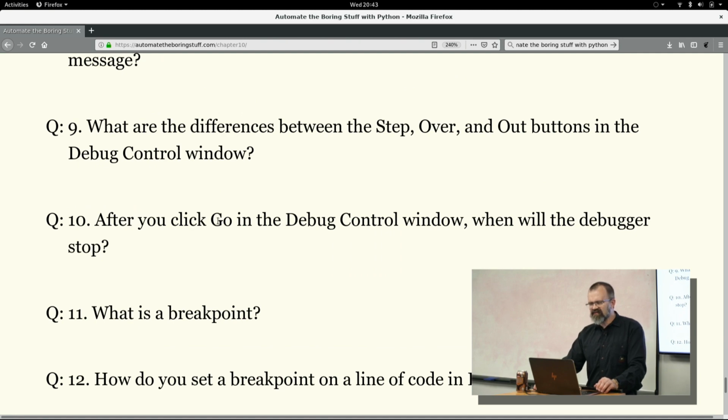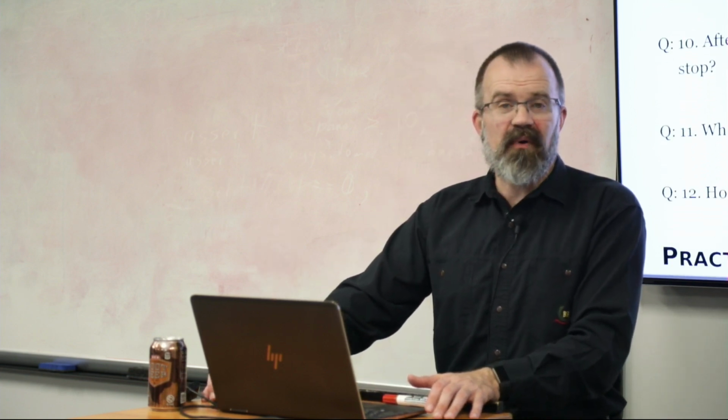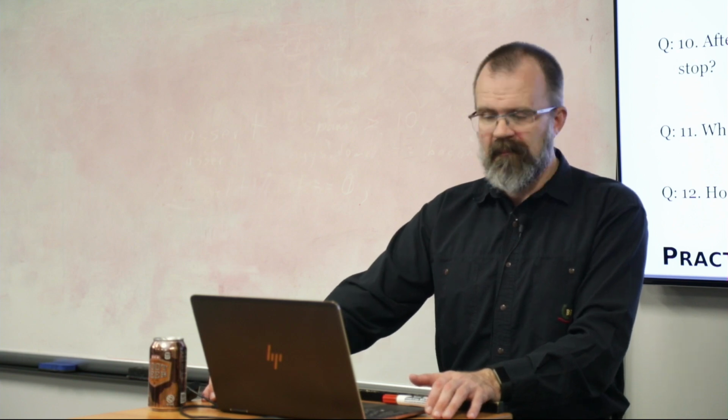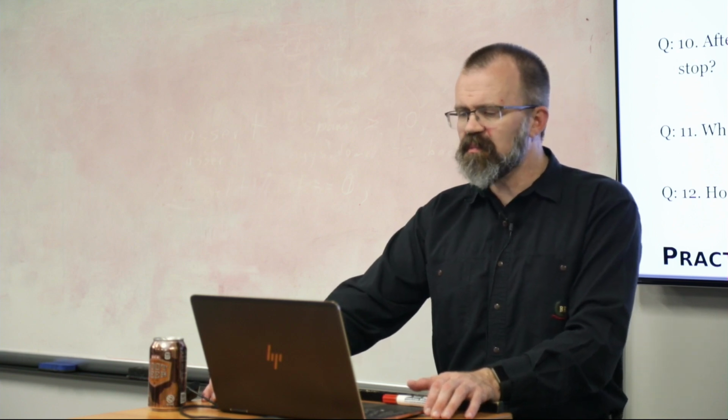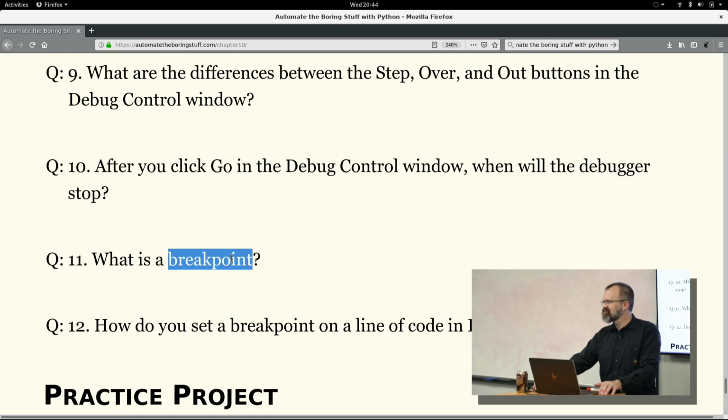Okay. So after you click go, which is run in our IDE, in the debug control window, when does the debugger stop? There are multiple correct answers to this. I'm just looking for the first one. Okay, well, you hit both of them. Awesome. What was the answer? The next breakpoint or the end of the program. Okay. What is a breakpoint? It's a location where you've said you want the code to stop executing.